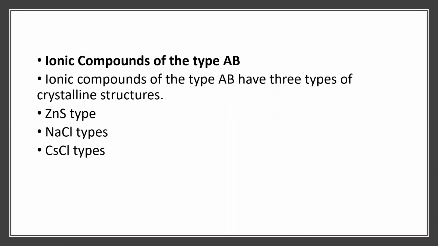Now, ionic compounds of the type AB. Ionic compounds of the type AB have three types of crystalline structures, mainly zinc sulfide type, NaCl type, and CsCl type. In the examination, they'll ask you theoretical questions based on this concept: zinc sulfide type, NaCl type, and cesium chloride type. So these are the types of ionic compounds of type AB.